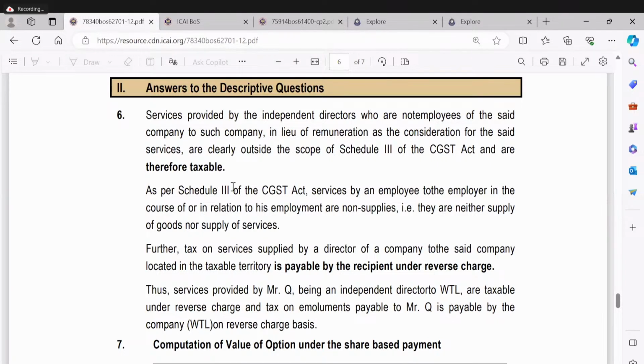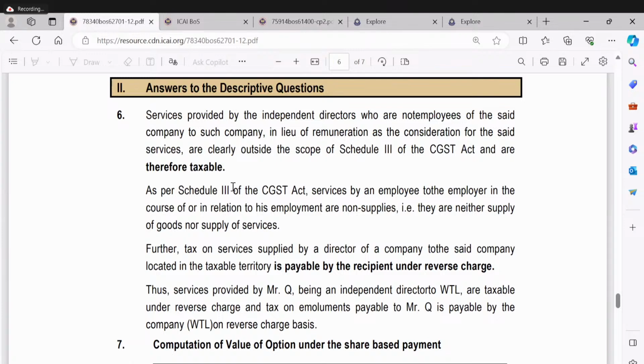So on whatever services Mr. Q is providing to the company, to WTL, WTL has to pay tax because Mr. Q is a director of the company. He is not an employee of the company. So this is actually the taxability of the services provided by independent director to the company.